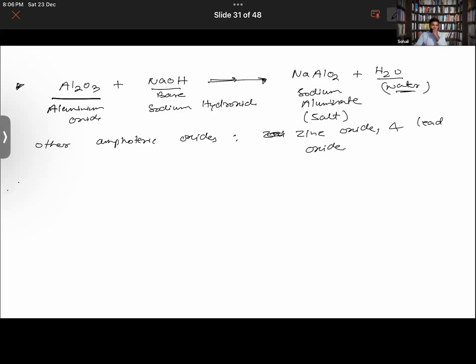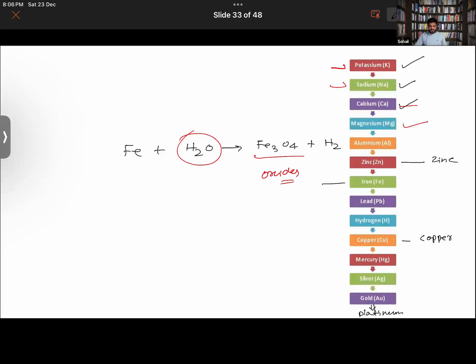Okay. Now we are going to talk about the reactivity series here. अब हम reactivity series discuss करने जा रहे हैं. Okay, so look here. Some of the metals are very chemically reactive. Like you had the example of potassium, or you have the example of sodium, right? ये बहुत reactive metals होते हैं. But some of the metals are very lesser reactive.